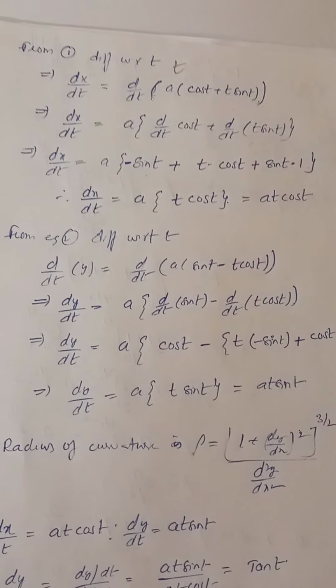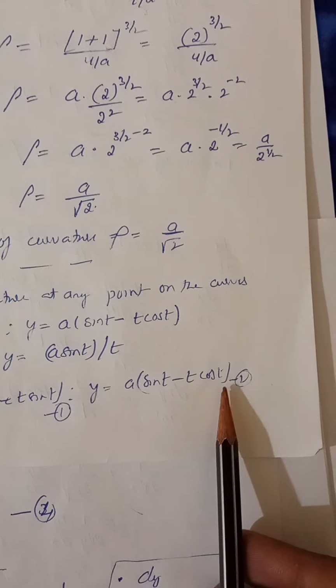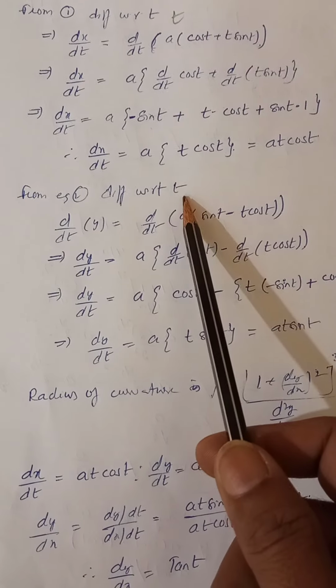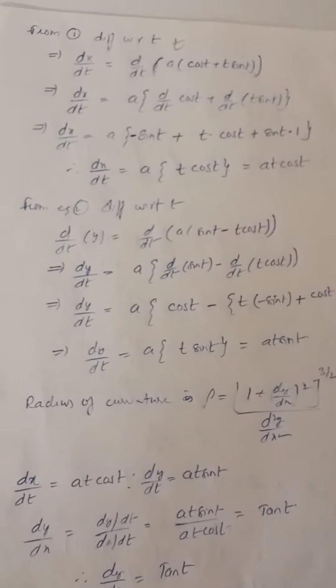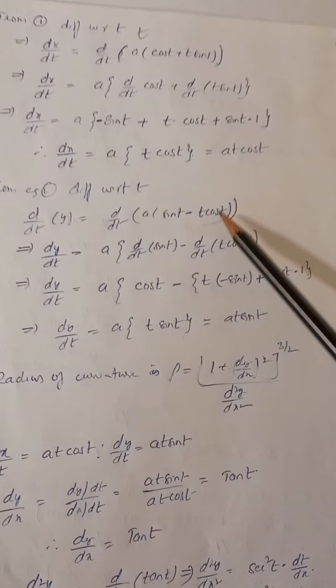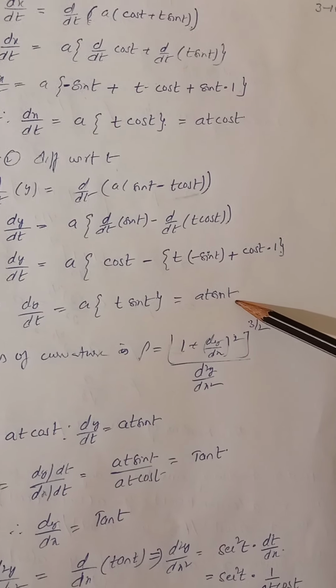Similarly from equation 2, what is equation 2, sir? This one, y is equal to a sin t minus t cos t. We are calling this one as equation 2, no? Again we are differentiating equation 2 with respect to t only. dy by dt is equal to, again by applying the same formula, the uv rule, we got dy by dt is equal to a t sin t.